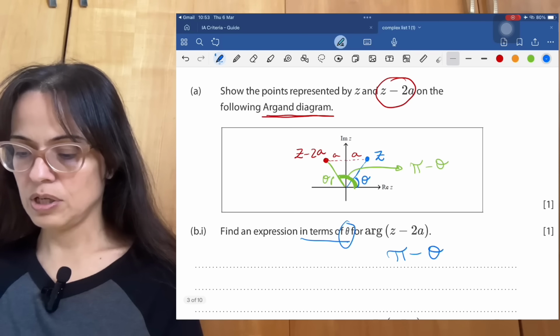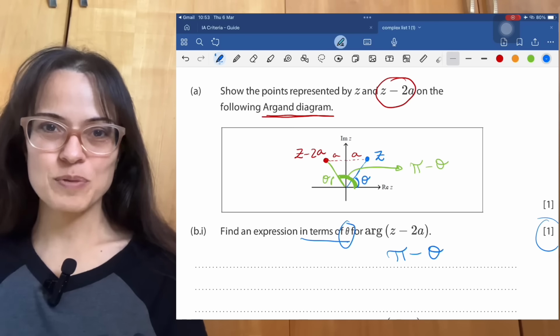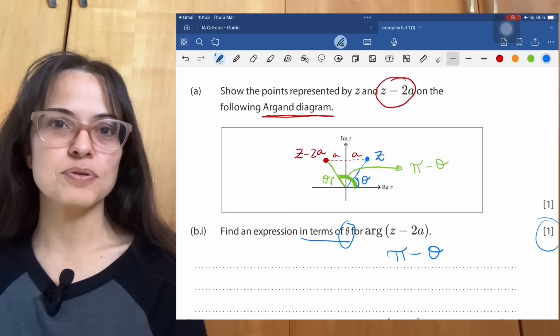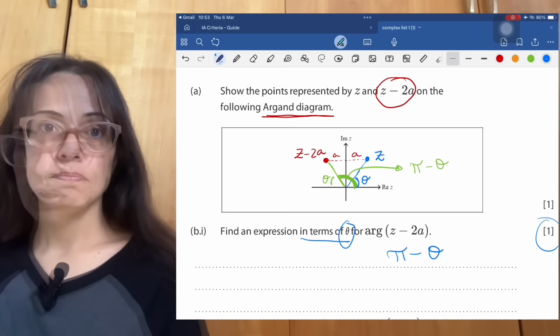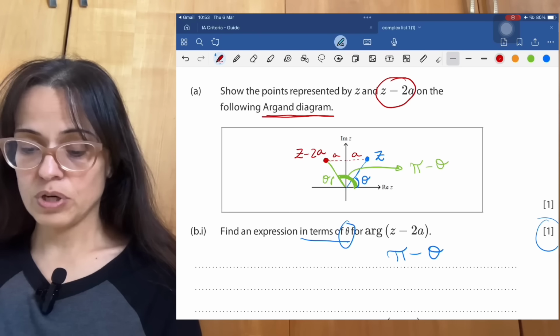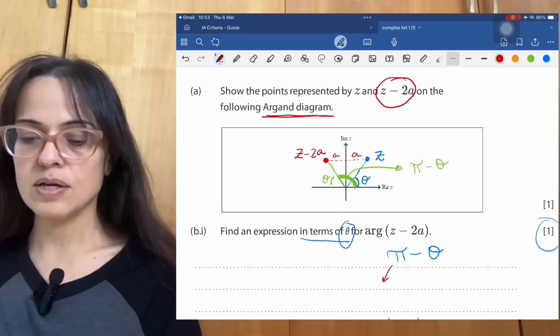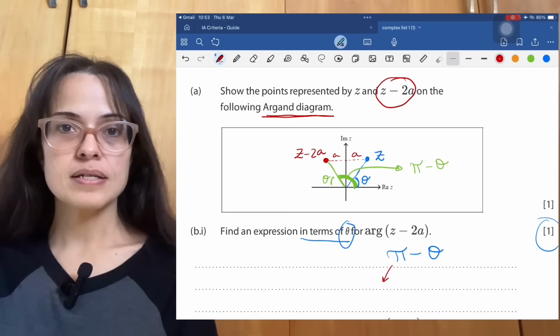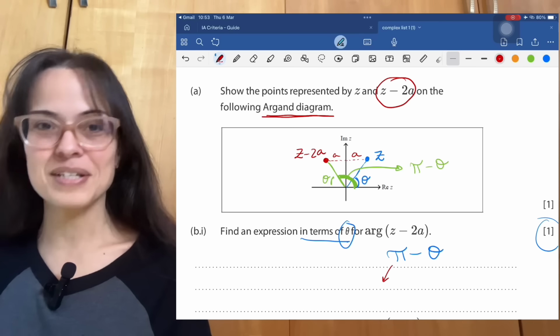And this question is only 1 mark, okay? So you don't need to explain it. It's just about getting the right answer, because it is a very simple question. At this point, maybe you would ask, do I have to say angles in radians? Yes, you do. It's not 180 degrees, it's pi.